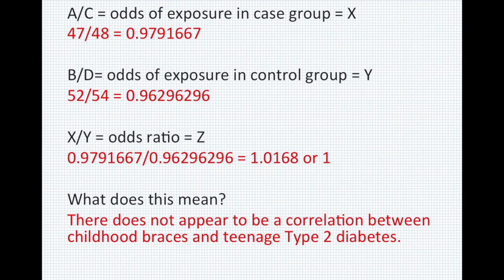One is our null hypothesis in an odds ratio, which means there does not appear to be a correlation between childhood braces and teenage type 2 diabetes. The correct way to interpret this would be those who develop teenage type 2 diabetes do not have higher odds of having worn braces as a child compared to teenagers who do not have type 2 diabetes.